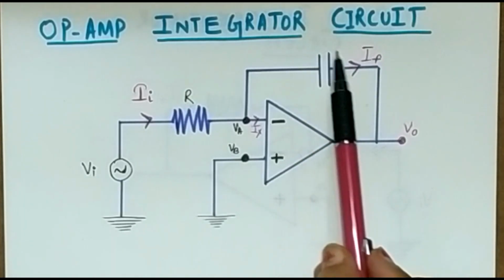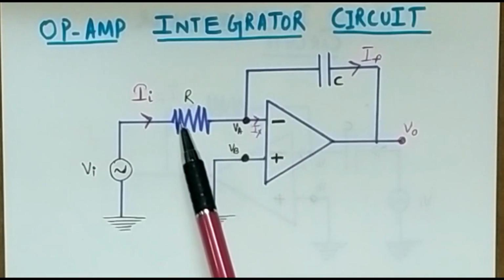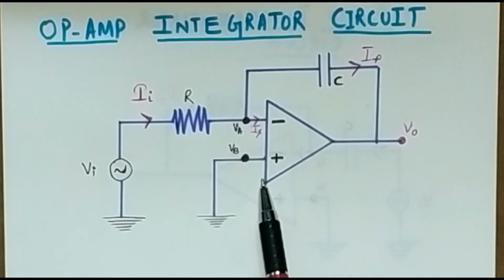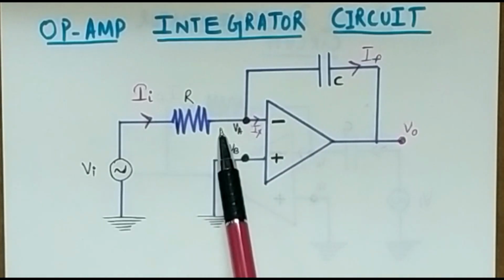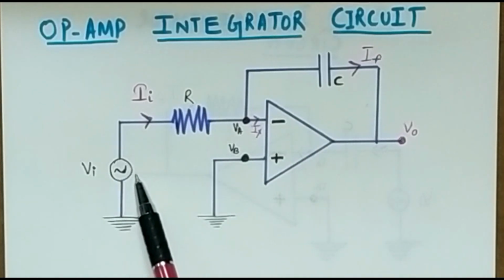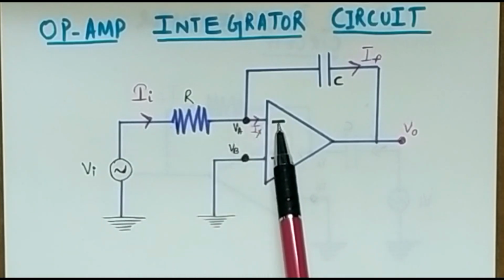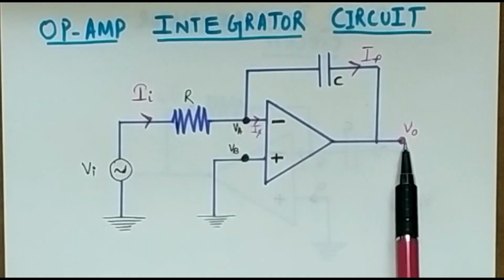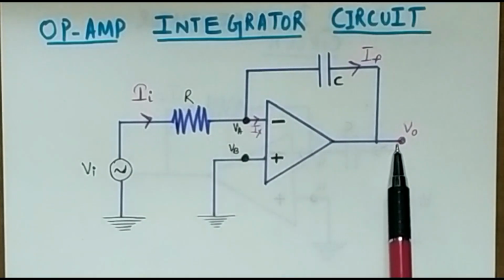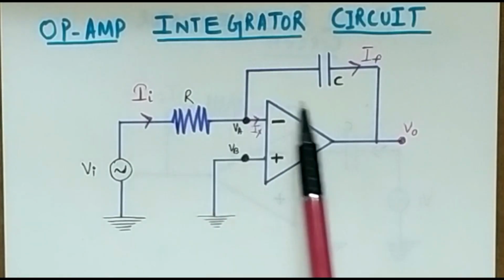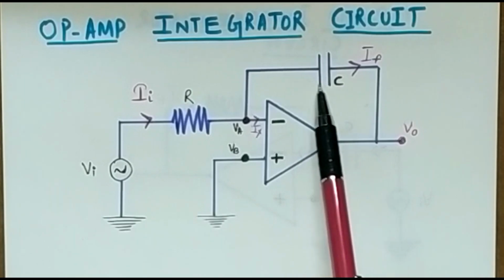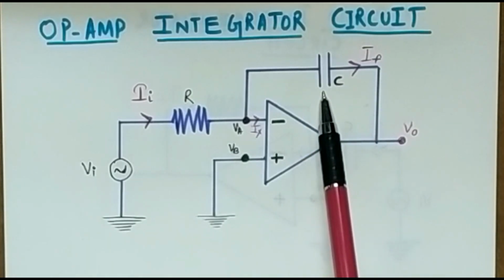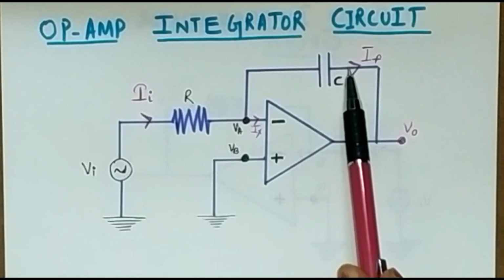By making this change, we will see how the circuit will work as an integrator, and the rest of the things are the same. This is the input resistance, this is the input voltage which we are giving to the inverting terminal. From here we are taking the output voltage. Only the feedback portion has a change. We have replaced the resistor and we have put a capacitor.